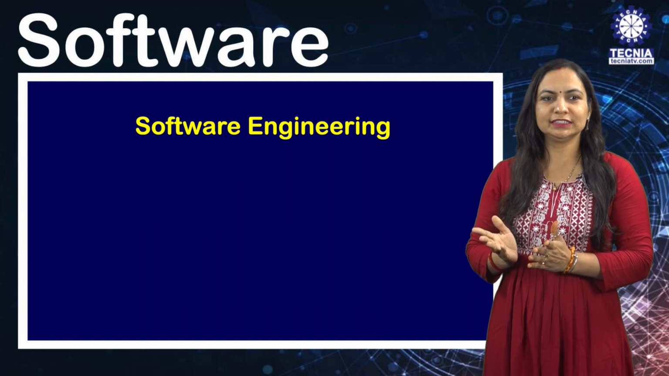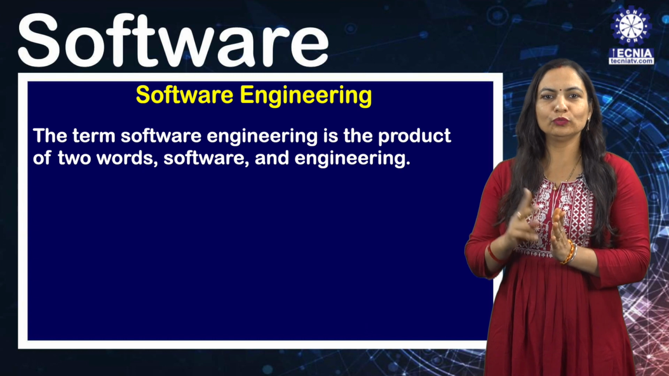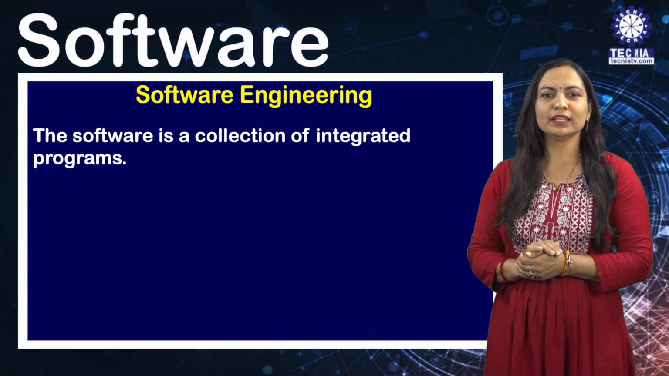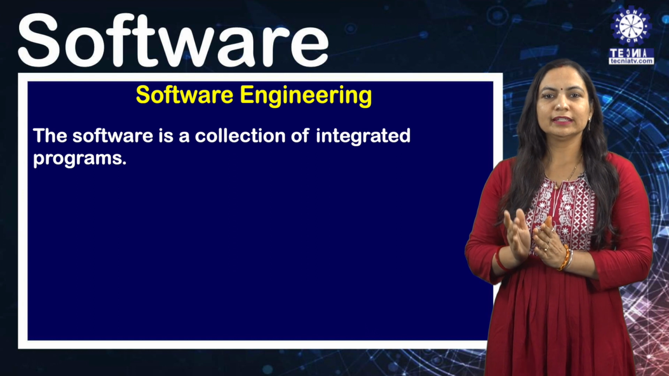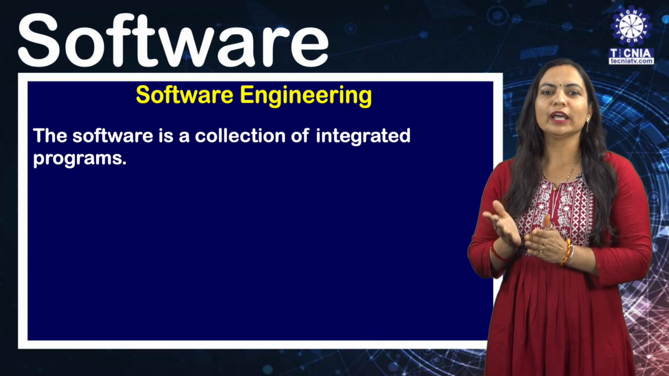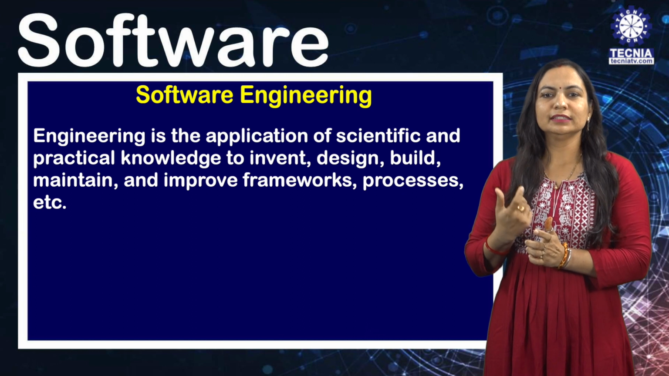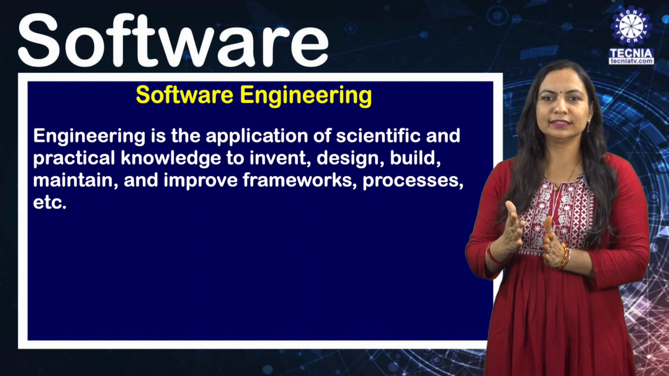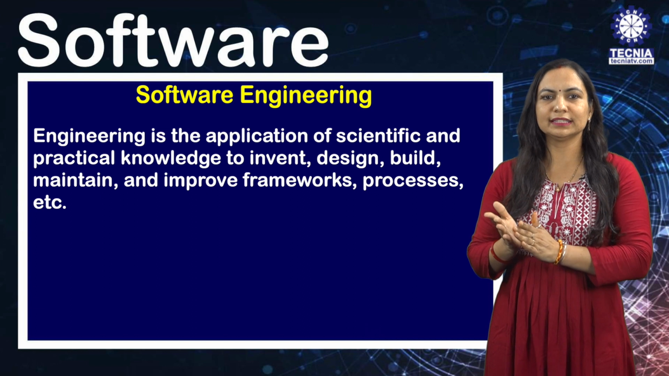So what is software engineering? The term software engineering is the product of two words. One is software and the other is engineering. The software is the collection of integrated programs. Software consists of carefully organized instruction and code written by the developers in any of the various particular computer languages. Engineering is the application of scientific and practical knowledge to invent, design, build, maintain and improve the frameworks, processes, etc.